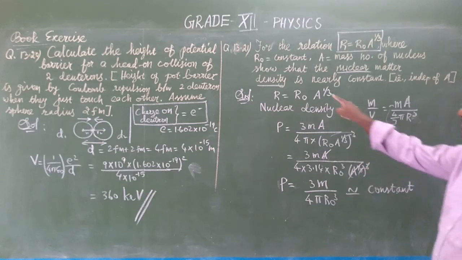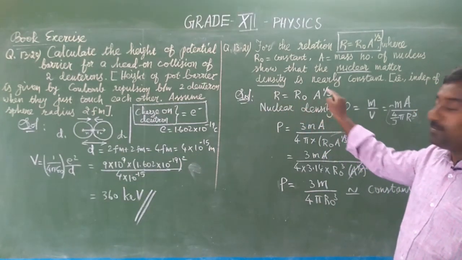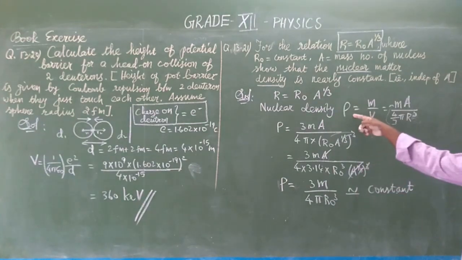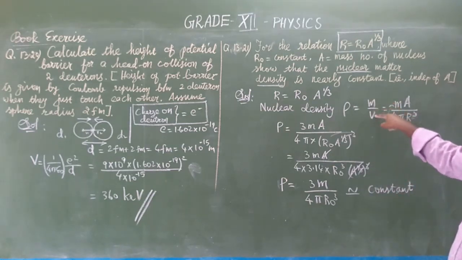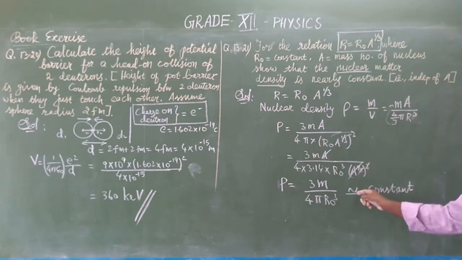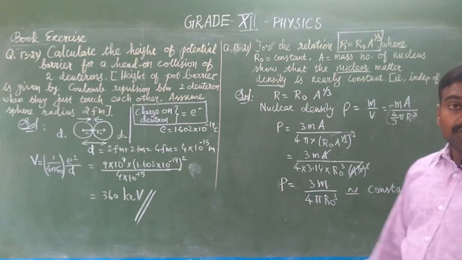Okay. So we know the radius of the nuclei, that is R is equal to R naught into A power 1 by 3. So density is the ratio between mass and volume. So this is nuclear density. It is the ratio between nuclear mass and the volume of the nucleus. After substituting and rearranging, the final nuclear density would be approximately equal to a constant.